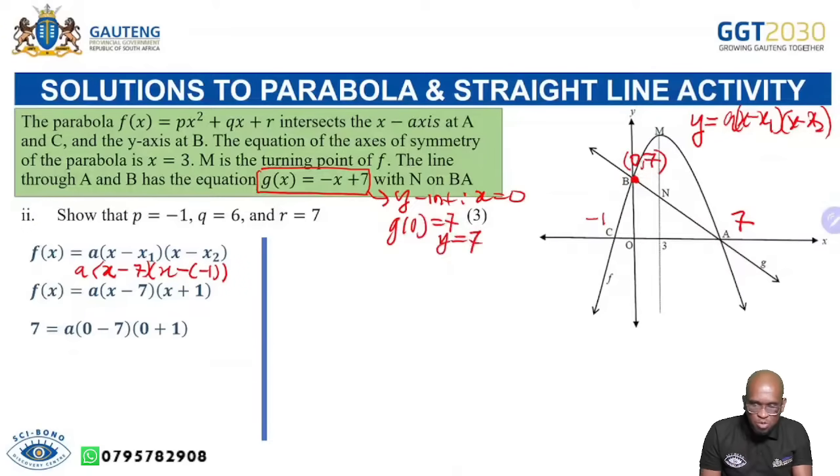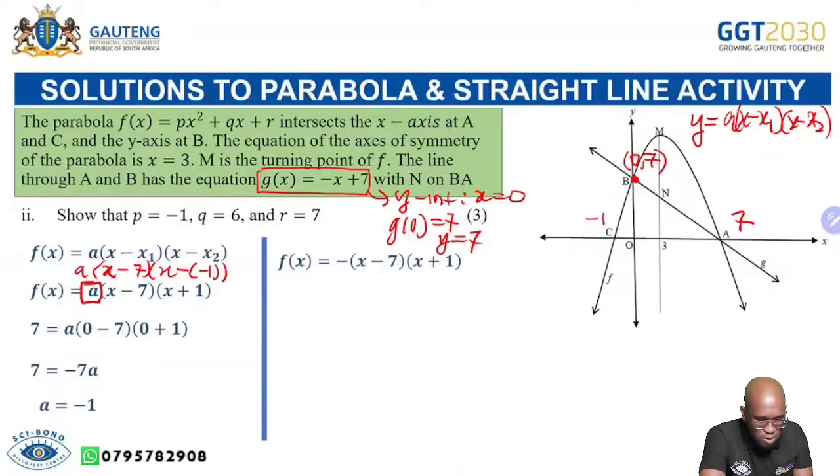So we can substitute the point 0 and 7. Where we see x, we put 0. Where we see y, we put 7. In doing that, we work out that this would be 0 minus 7, which is negative 7, times 1, negative 7a. So a is equal to negative 1. Now that we have a as negative 1, we can come back and substitute it here so that we work out the equation. Okay, so that's what we did.